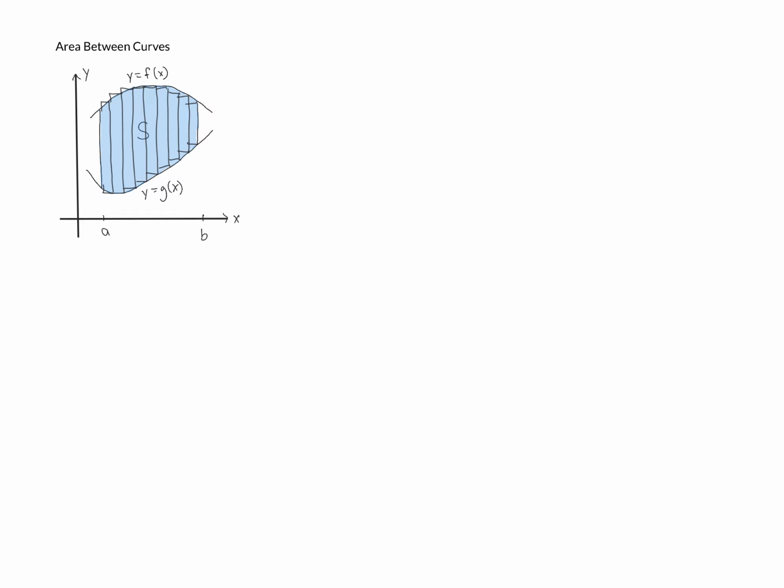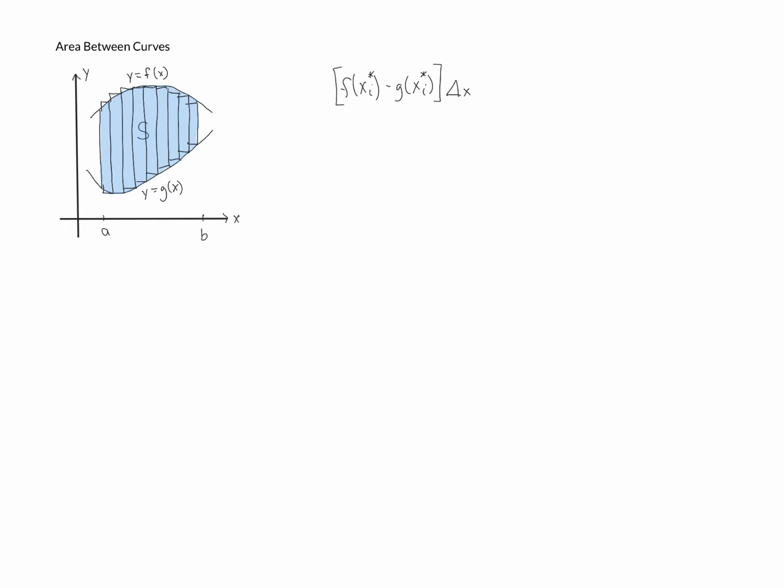And if we cut this into rectangles, we note that the height of each of these rectangles is going to be f of x sub i minus g of x sub i. It's the difference in those functions. And we can pick any sample point in each of those intervals, so I'm going to put stars over our x sub i's. So that's going to be the height of each rectangle. And to find the area of a rectangle, we have to multiply the height times the base, which is going to be delta x, just like we did before.